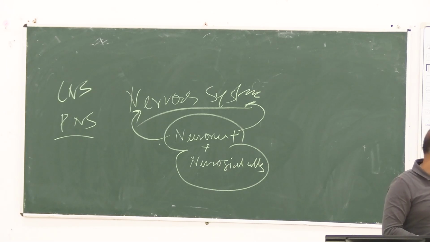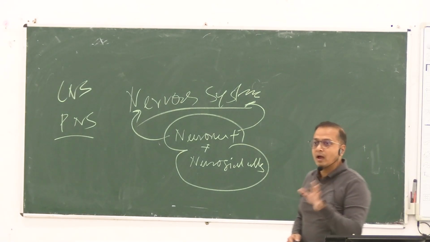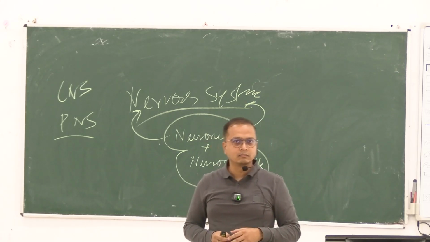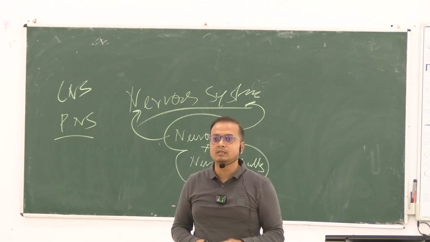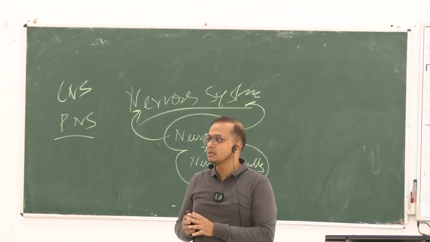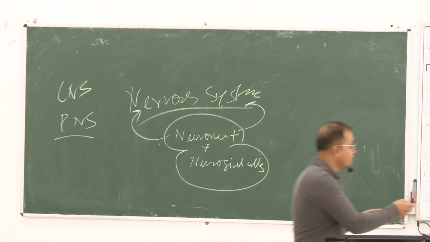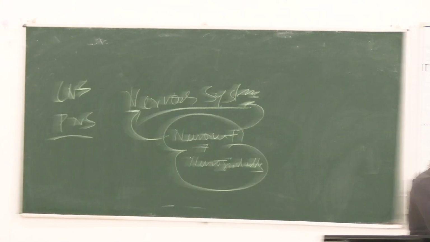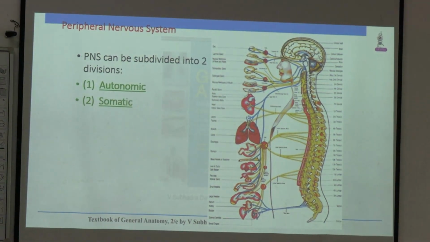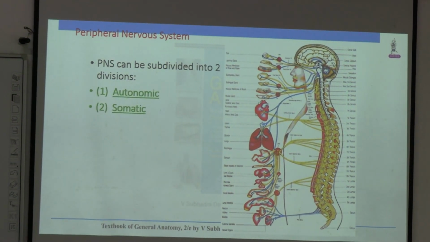So the peripheral nervous system consists of these 12 pairs of cranial nerves and 31 pairs of spinal nerves. Now, this peripheral nervous system can be subdivided into two elements, the somatic system and the autonomic system. So the peripheral nervous system is composed of the autonomic system as well as the somatic system.